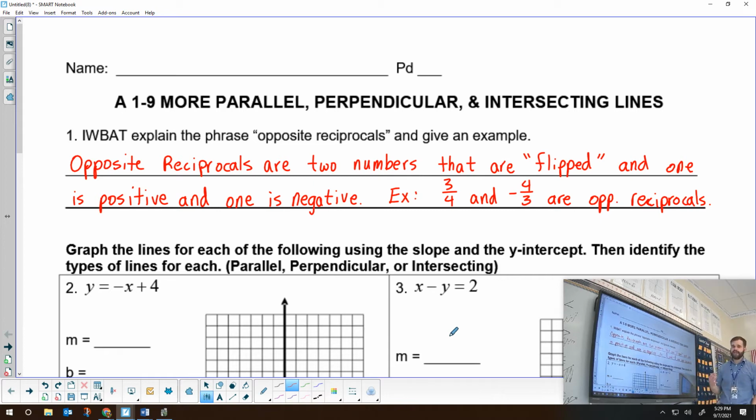Hey guys, I'm going to do the same thing to help you out on our 1-9 homework. What I'm going to do is go through this and do the odds, so that way you can have a better understanding and you'll do the evens.